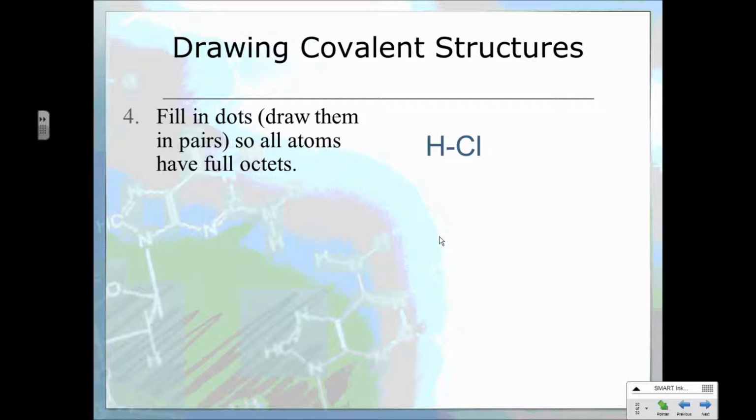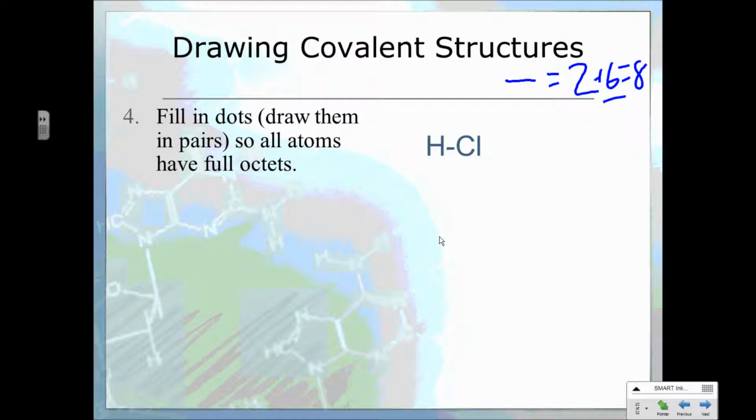You will never, ever draw dots around H's. They are done with their 1 bond. But most other substances are going to need dots. Our chlorine in this case is going to need dots because that single bond, remember, equaled 2 electrons. So right now our hydrogen has 2 because of the single bond, and our chlorine has 2 because of the single bond. Well, that means we need 6 more to get to 8. So I need to draw in 6 dots.